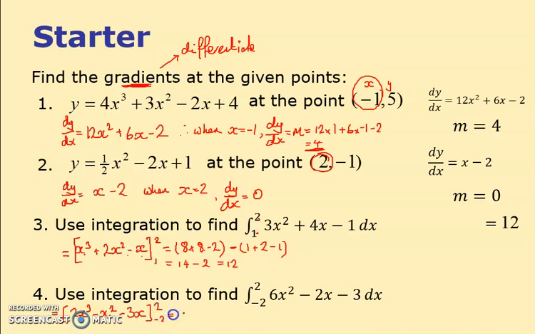So I need to substitute these in. So if I put 2 in, it's 2 lots of 2 cubed, which is 8. Minus 2 squared, which is 4, minus 3 2s are 6. Okay, put minus 2 in now. Well, minus 2 cubed, well, that's a minus 8, so it's 2 times minus 8. And minus 2 squared is 4, so it's still minus 4.